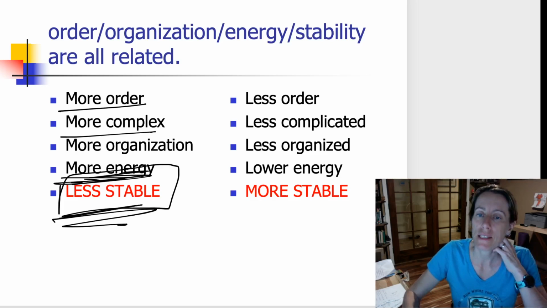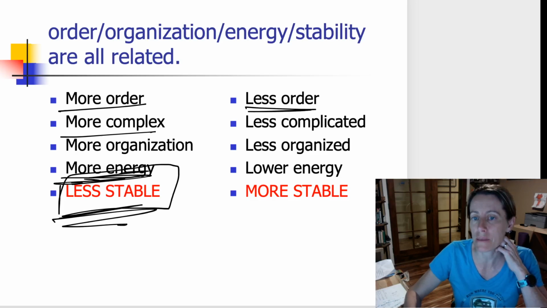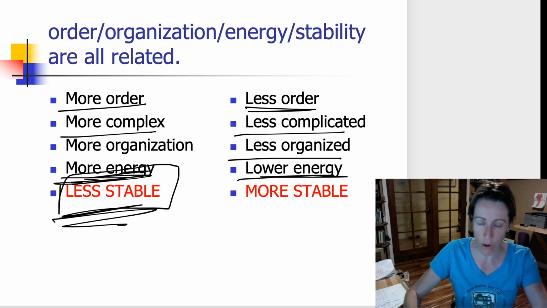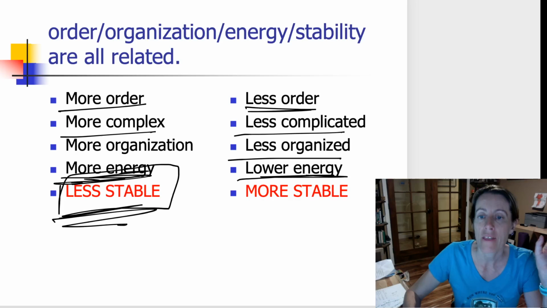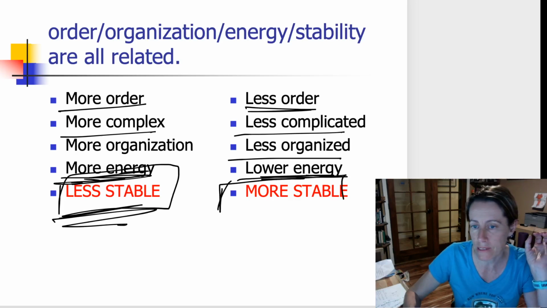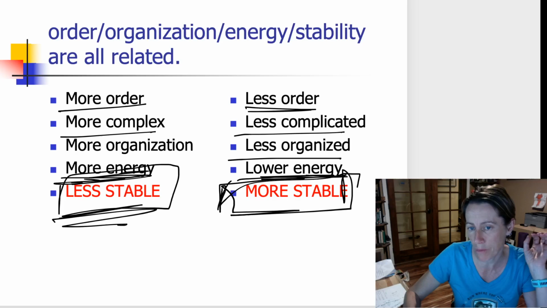And on the right side, we have things that have less order, less complexity, less organization. They have lower energy. This is the CO2 and H2O. They're all just little molecules bopping around. They are more stable. There's less for them to collapse from, kind of thing.